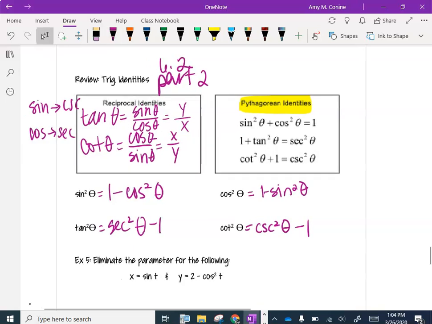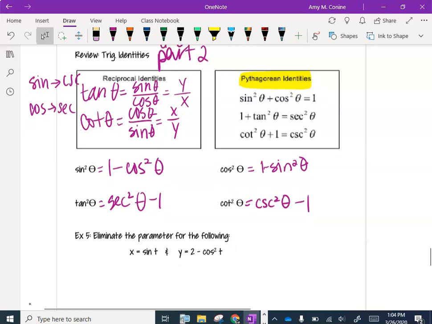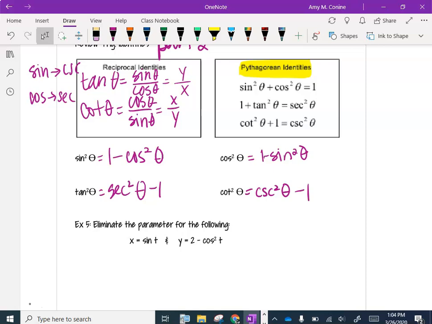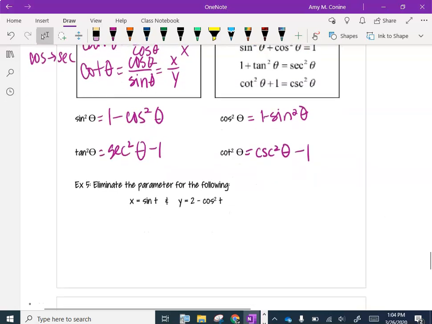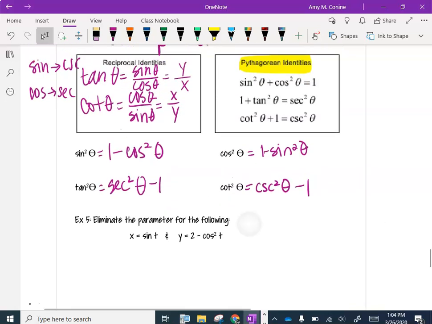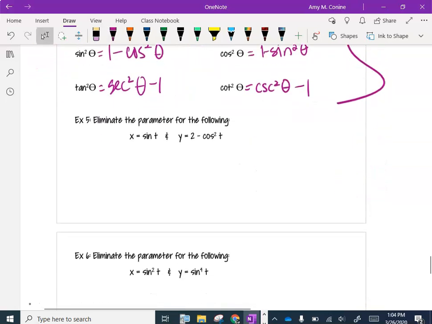So these are a few things to just kind of have right up in front so we can use them, because part of eliminating parameters is eliminating parameters of trig functions. And that's what we're going to talk about in example 5. So make sure that you've got this information ready and available to you. For example 5, we're going to eliminate the parameter for the following. We have x equals sine t and y equals 2 minus cosine squared of t.